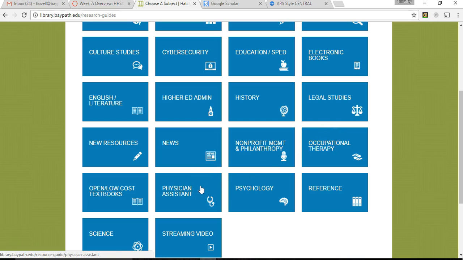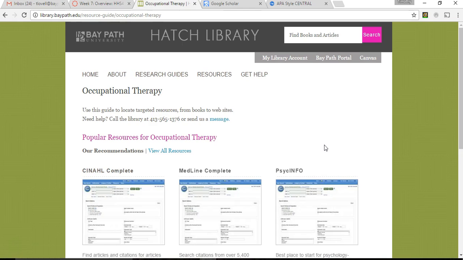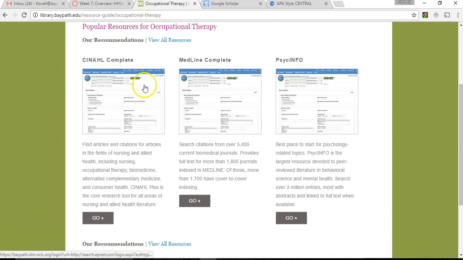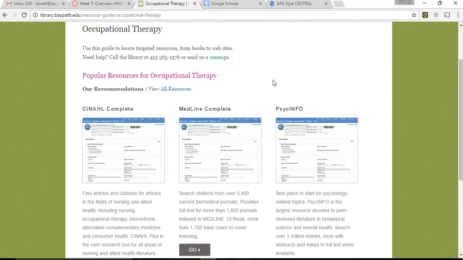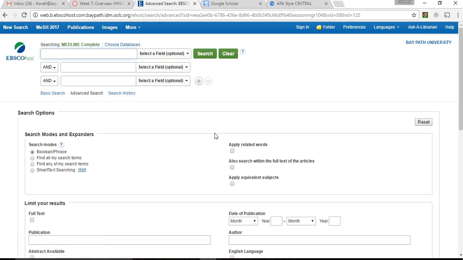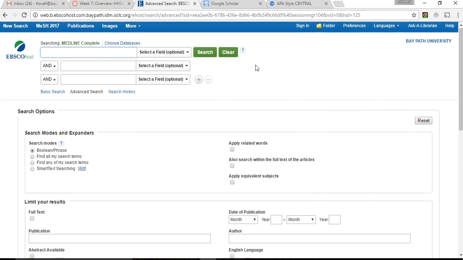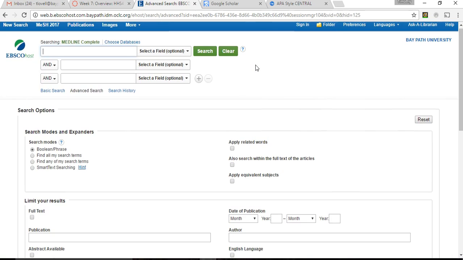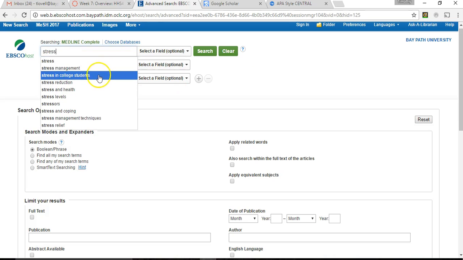Sometimes it might be beneficial, depending on what you're looking at, to look at Physician Assistant and maybe even Psychology, depending on what direction you're going in. But first, Occupational Therapy. Now you have CINAHL, Medline, PsycInfo. So you have a few different resources to go through there. So going into Medline. So again, let's say I wanted to find something about stress in college students.